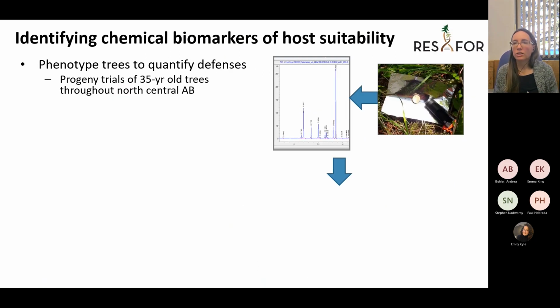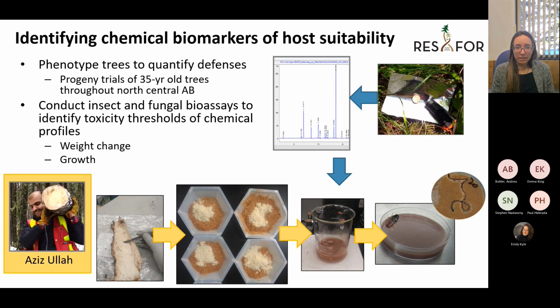So to start teasing this apart, to try to find what are essentially the biomarkers for a suitable tree versus a not suitable one, I was part of a project called Res4 at University of Alberta with Nadir Erbilgan and Barb Thomas, where we used provincial progeny trials, where they know the parentage of the trees growing in a plot. And these were 35-year-old trees, and we phenotyped them in that we quantified their defenses. And then a grad student named Aziz Ola in Nadir Erbilgan's lab conducted some insect and fungal bioassays to tease apart what chemicals are more toxic, but importantly, not just a single chemical, but what group of chemicals are more toxic to a mountain pine beetle, as a way to screen trees for suitability.